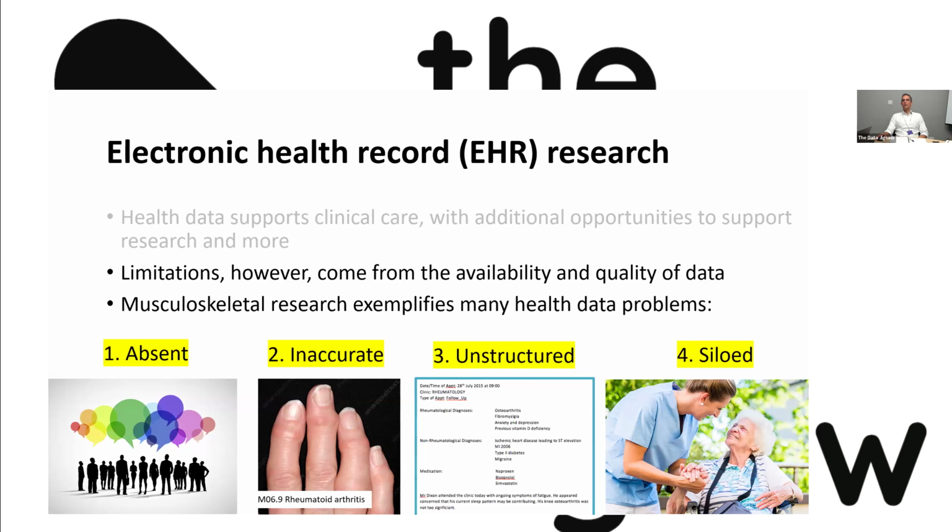So if you want to know what is the burden of social care for people living with arthritis, the social care data set has information on social care, but doesn't know if people have arthritis. And the health data knows that somebody's got arthritis, but doesn't know what social care they've had.